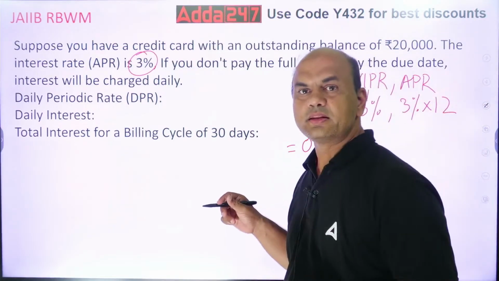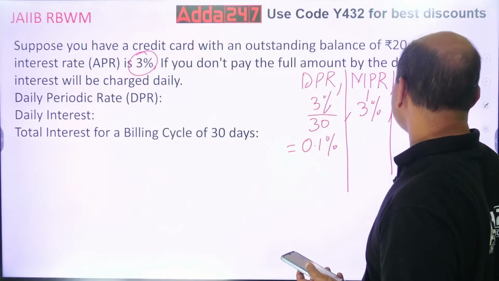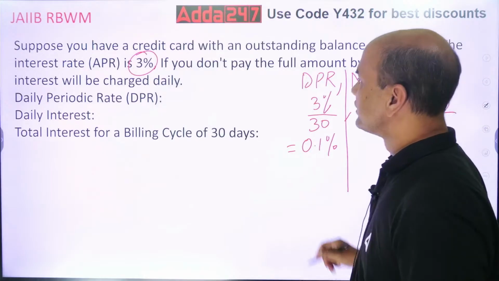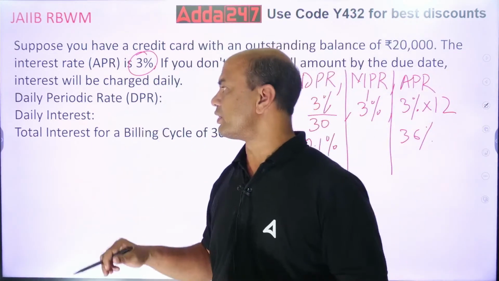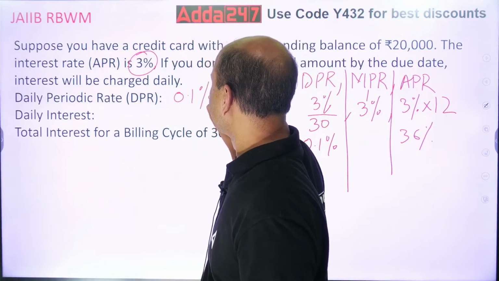Then second thing is what? MPR is same. What is APR? 12 into 3, 36%. So all the three I have shown over here. So what is my DPR? It is 0.1%.